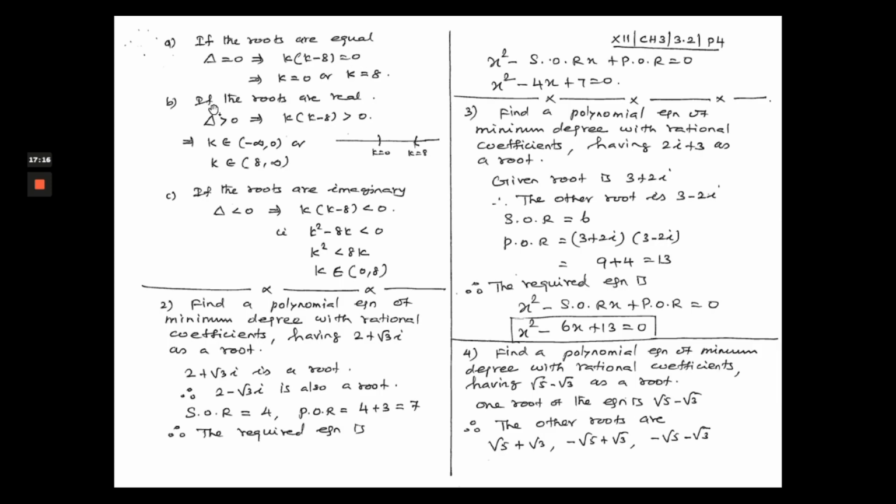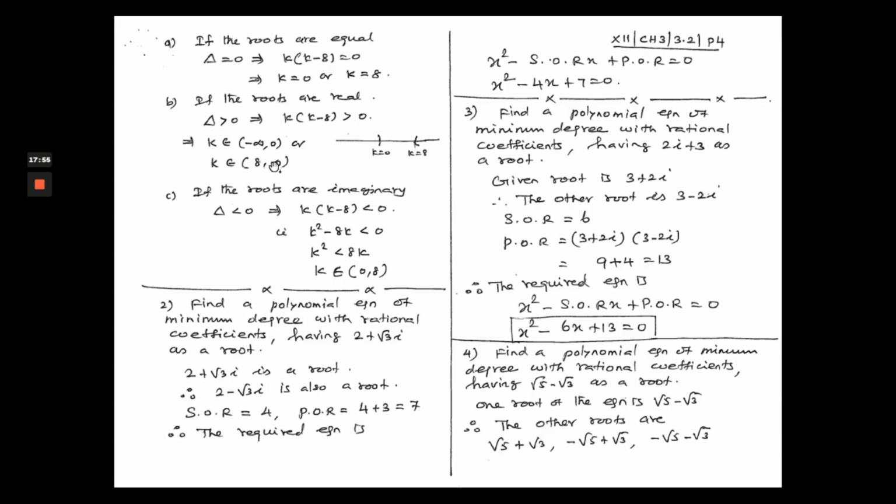In the second case, if the roots are real, real means positive: k into (k minus 8) is greater than 0. Since it is positive, k belongs to minus infinity to 0 or k belongs to 8 to infinity. It can only be like that. Here k is less than 0, that is minus infinity to 0, or k is greater than 8. What can be above 8? Only from 8 to plus infinity. So 8 to plus infinity.